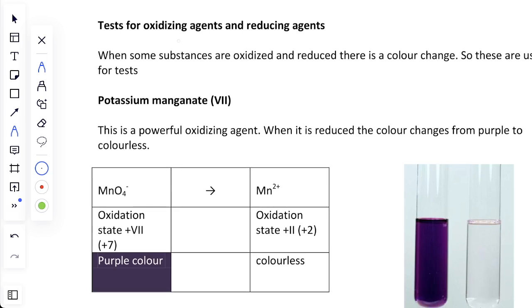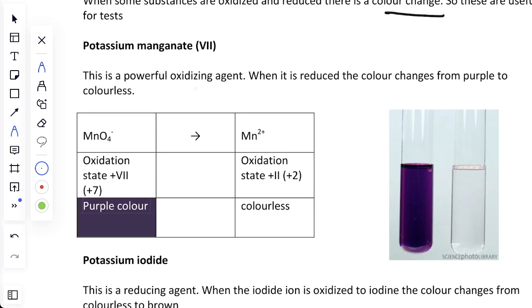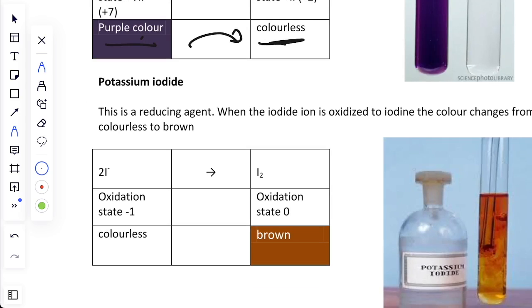When some substances are oxidized and reduced, there is a color change. So these are useful for tests. Potassium manganate is a powerful oxidizing agent. You can just remember this. You can see it changes from purple to colorless. Because it's changing color, it shows that it's being reduced. Potassium iodide, colorless to brown, is another oxidation reaction.